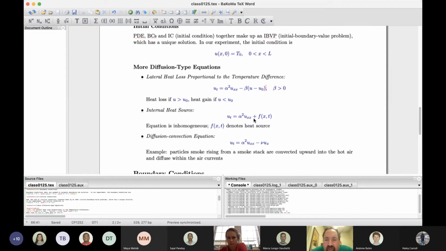You may also have additional terms describing a heat source. So we have the inhomogeneous equation with this source term f of x, t here, and we'll first learn how to solve the heat equation, just this part, and then we'll learn how to account for a term like this a little later on.